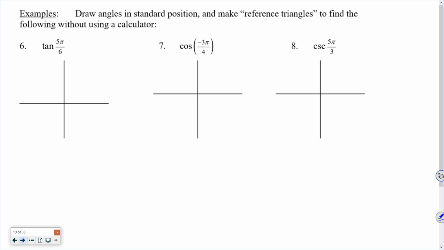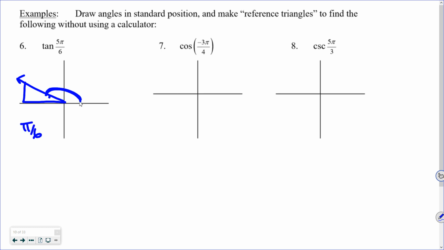So 5 pi over 6, here's the way I think about it. I know that all the way to there is 1 pi. Well, 5/6 is almost all the way there. So what I'm going to do is go all the way to right there, draw my triangle. What I'm really worried about is this triangle right here, so I need to figure out this reference angle. Well, if I go 5/6 of the way to pi, that means this one is 1/6 pi, or pi over 6.